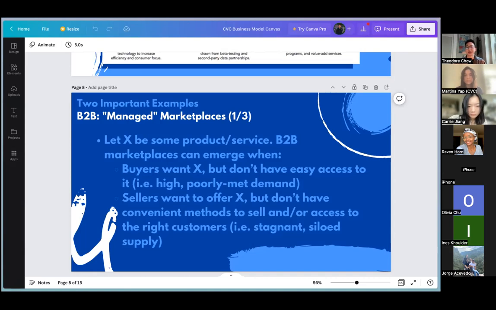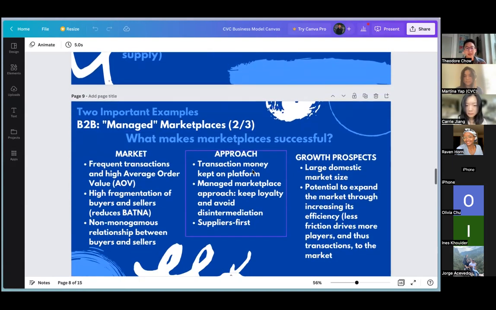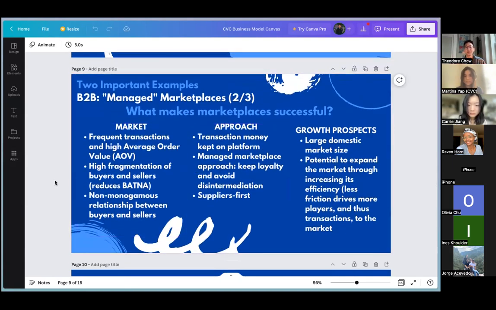Either they have a very stagnant or siloed supply chain. All of these factors can mean that buyers and sellers have some sort of misalignment in terms of how they want to sell or buy the product. What makes these marketplaces successful?